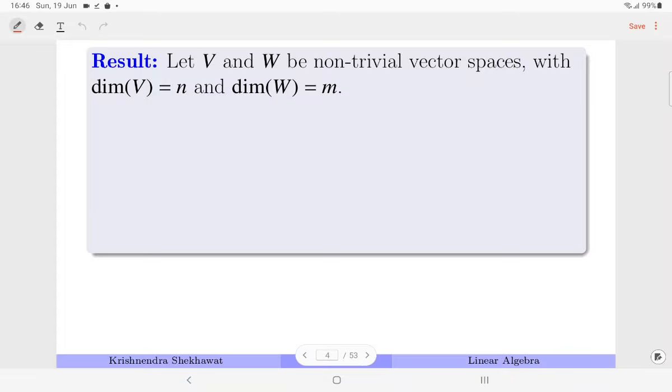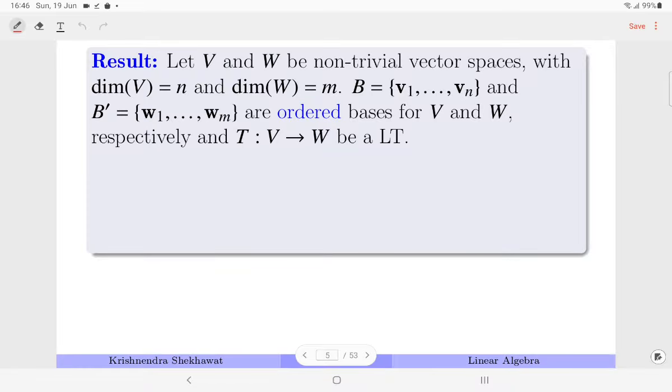So let us consider V and W to be two vector spaces with dimension n and m. B and B dash are their bases. Here we are talking of the ordered basis because we are talking of the coordinates. When you write (2, 3) as a linear combination of 2 times (1, 0) plus 3 times (0, 1), here the coordinates are (2, 3). You cannot write it as 2 times (0, 1) plus 3 times (1, 0). So this is not allowed.